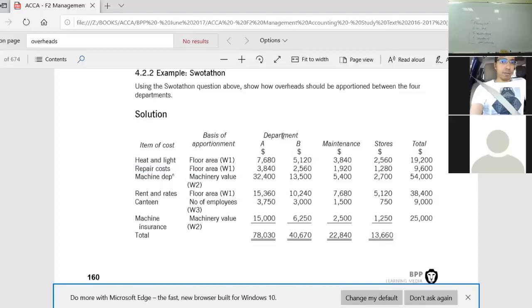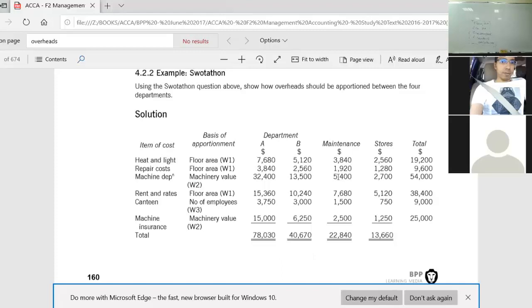Fine, we can adjust that much. Machinery depreciation will be on machine value, rent on floor area, canteen on number of employees, and machine insurance on machine value. So we have 3 costs here and 3 costs here. Altogether 6 costs have been distributed. This is overhead allocation, right? Yes, this is that only.